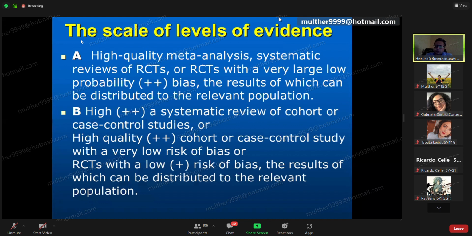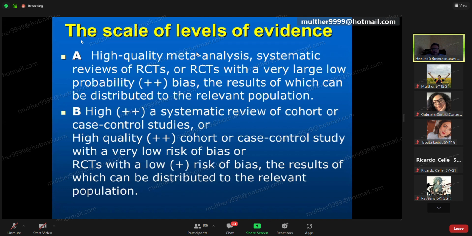And now we should specify the scale of evidence levels. According to this scale, all results of different clinical trials should be presented in clinical guidelines with special indication by special symbols.